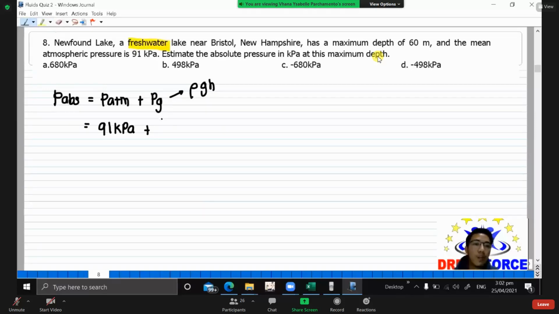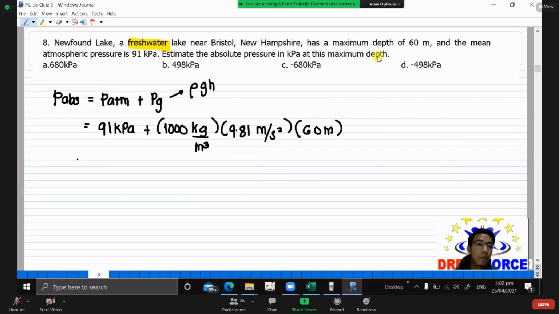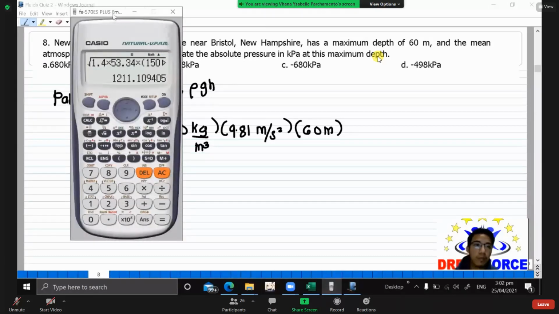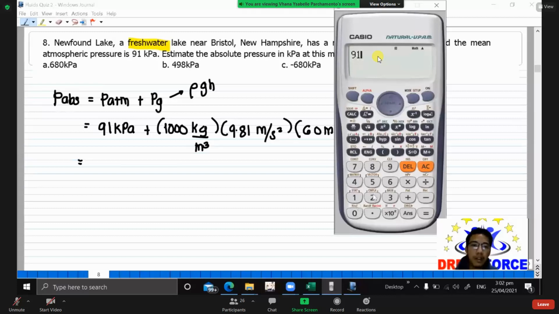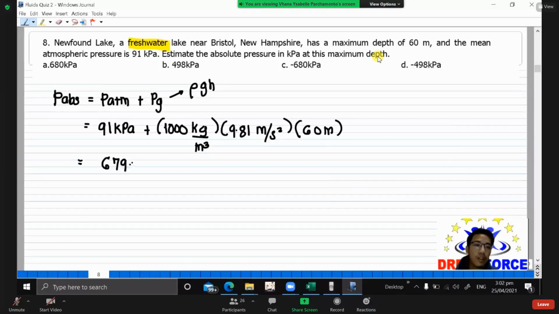Okay, take note, ang binanggit niya dito, fresh water. So, gagamit tayo ng 1,000 for your density, kilograms per cubic meter, times 9.81 meters per square second, g. Then, height of 60 meters. Okay, so 91 kilopascal plus 1,000 times 9.81 times 60. Okay, we have 679.6 kilopascal. Or that is nearest to letter A. Should be positive in sign.